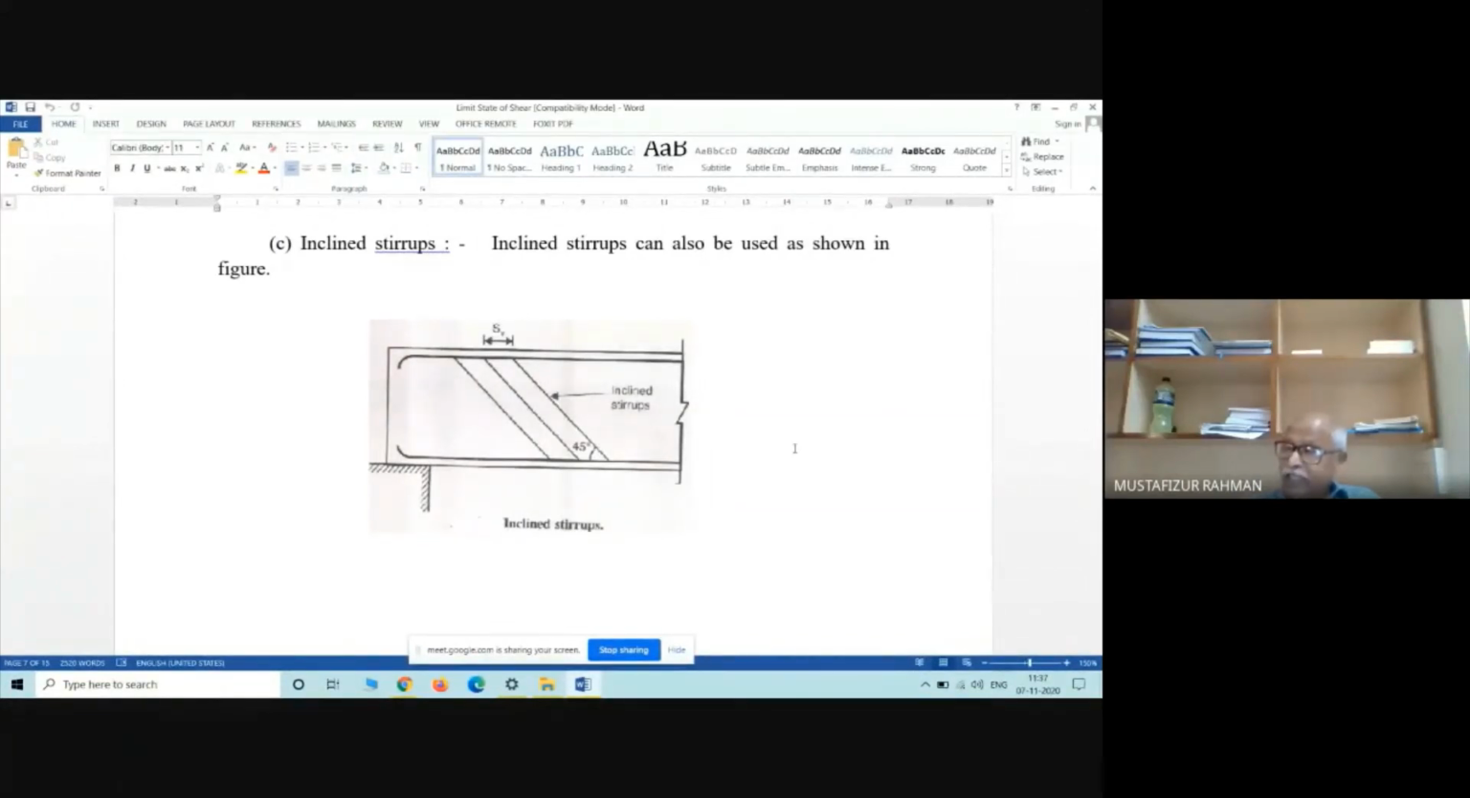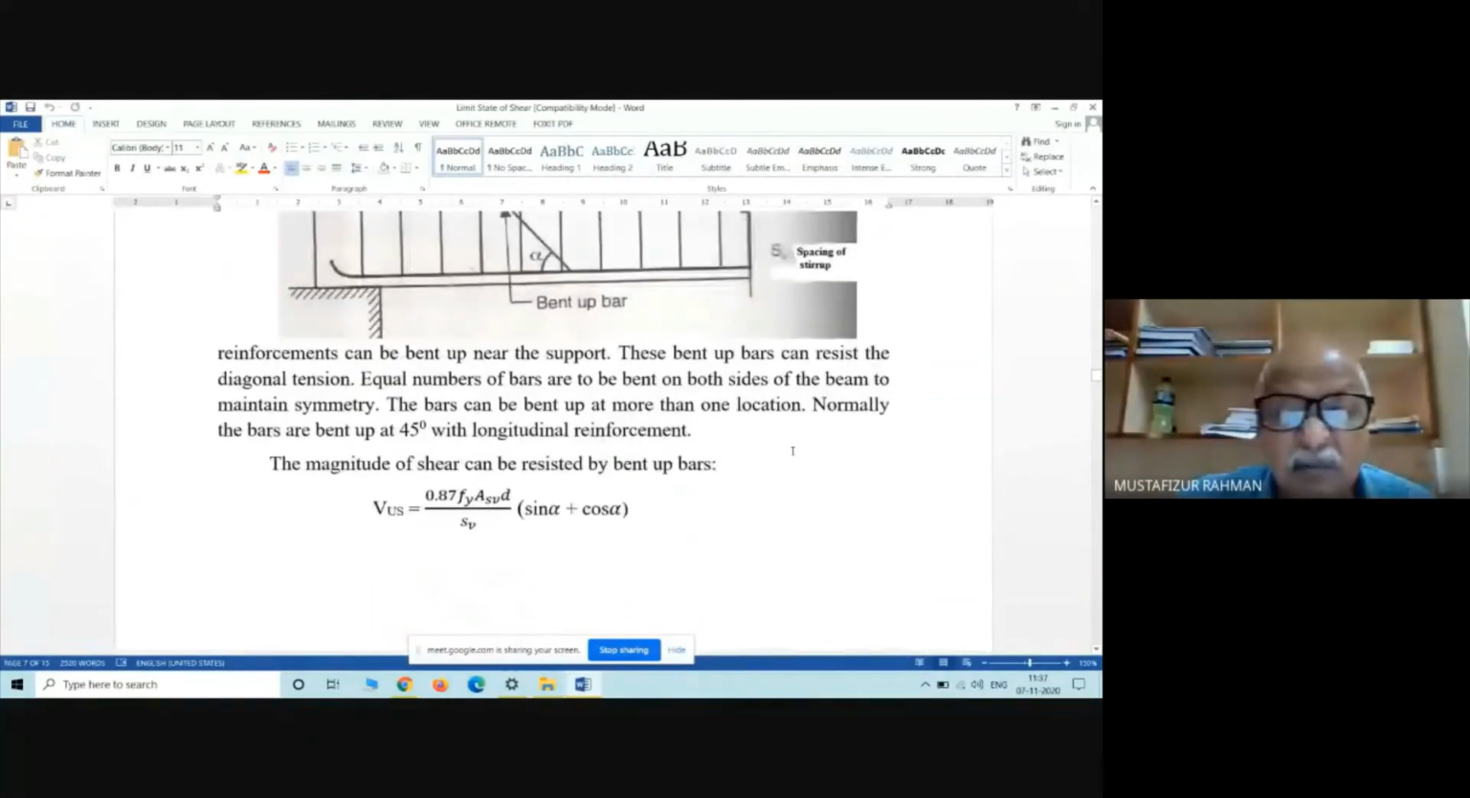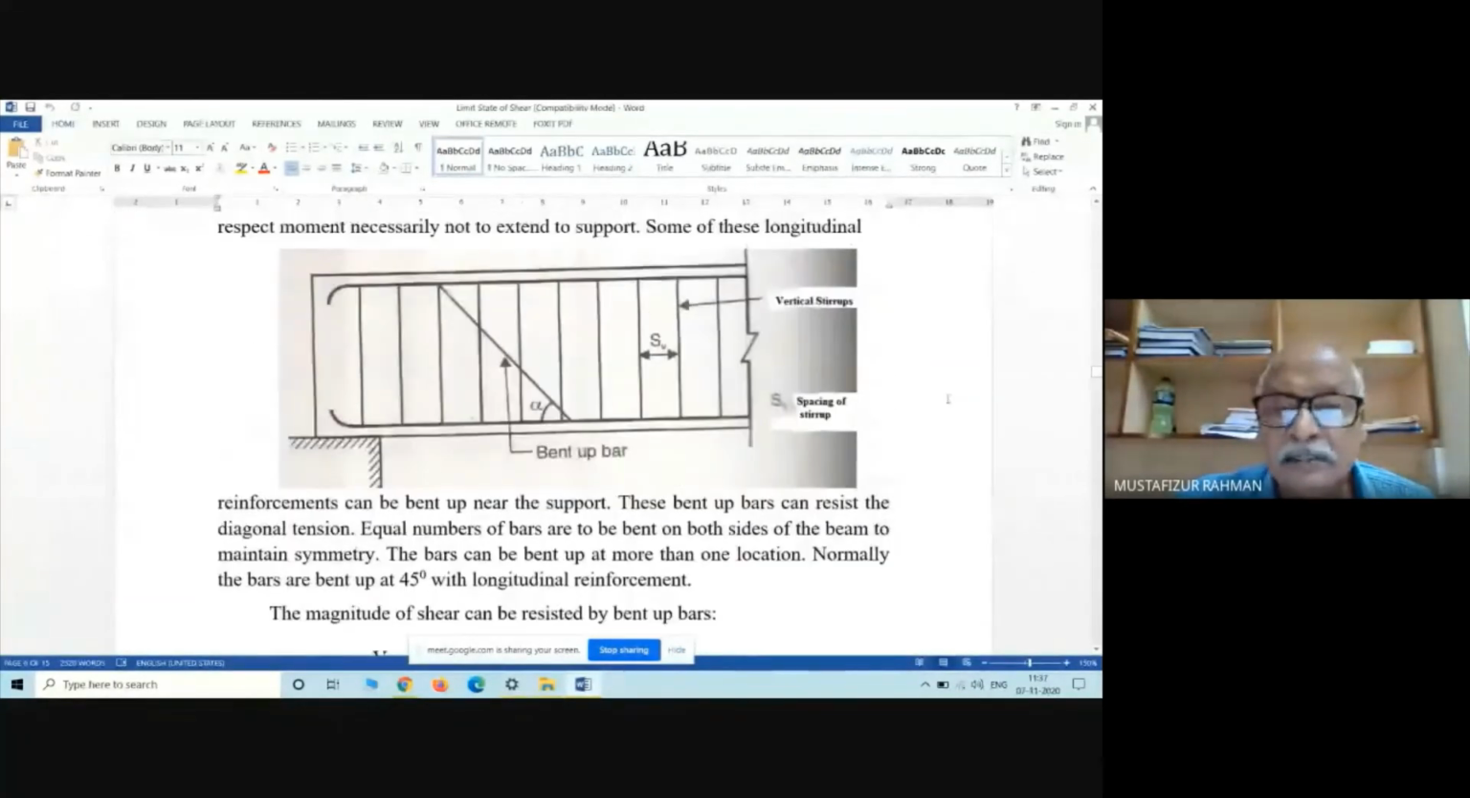So under that situation, what is done? Not bending up the reinforcement. Normally, it is curtailed. So here, one bar is raised up. In our present situation, this bar is not raised up but curtailed here.